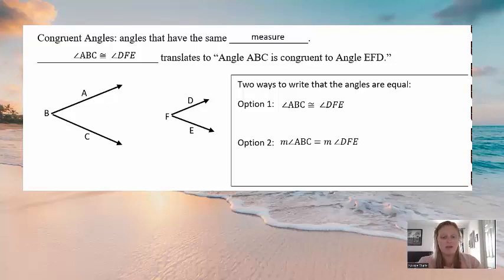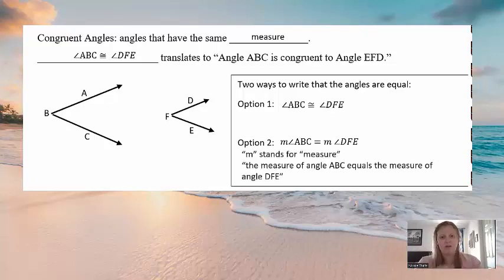The other way is you can use these little M's in front of your angle markings. And we don't use the congruency symbol, we use the equal symbol. The little M stands for the word measure. So this is pronounced the measure of angle ABC equals the measure of angle DFE. So you can choose either option to relay to me that these angles are the same measure. They're both the same size.